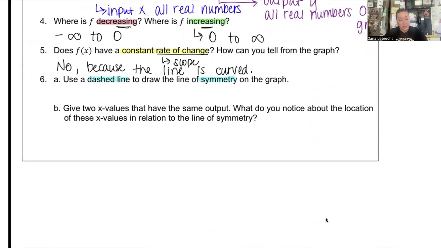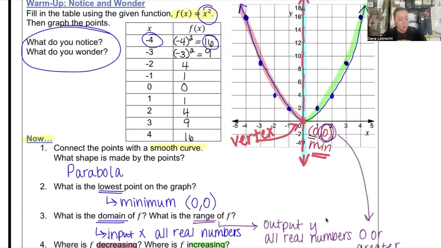And then our last question, we want to look at 2 x values that have the same output. If we look back at our table, I'm just going to pick any 2. If we look at -2, 4, and 2, 4, they have the same output. Now remember, it's still a function because our definition for function is every input has only one output. So this is a function because -2 is only going to 4 and 2 is only going to 4.